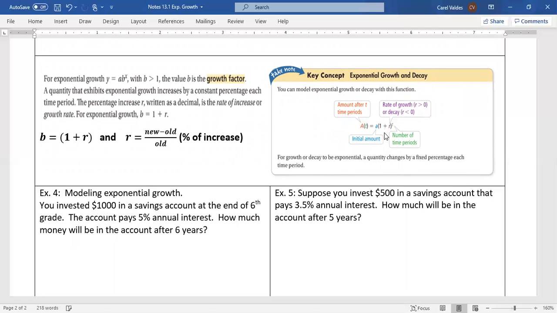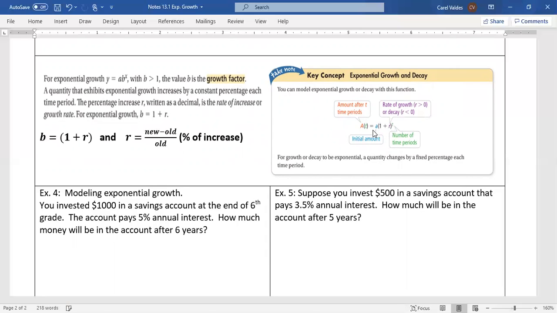It has to be a number greater than 1. That's why you have 1 plus the rate. If it was decay, you would actually have a number between 0 and 1. So even though the equation doesn't change, the rate would be a number that's negative. And we'll see that in the next notes. But right now it is 1 plus r, and that 1 plus r basically represents the b.